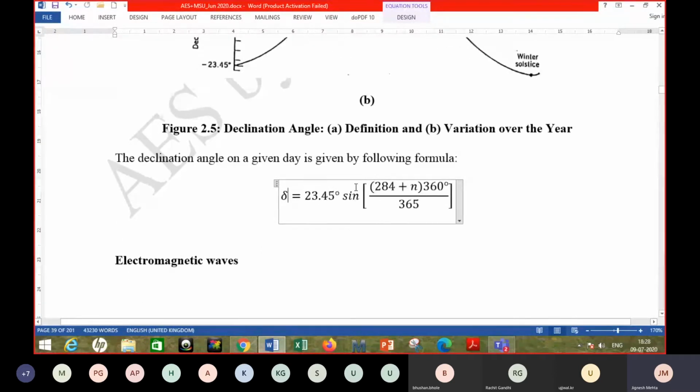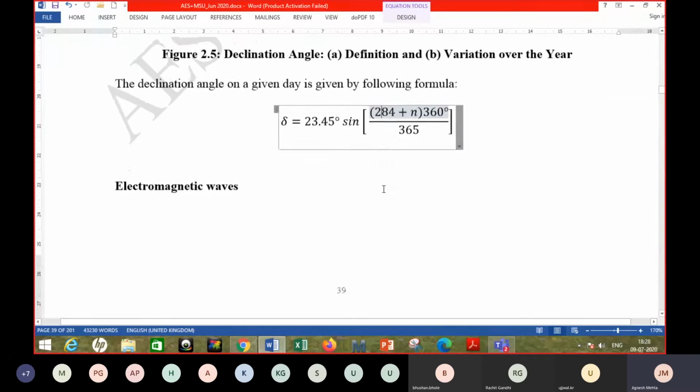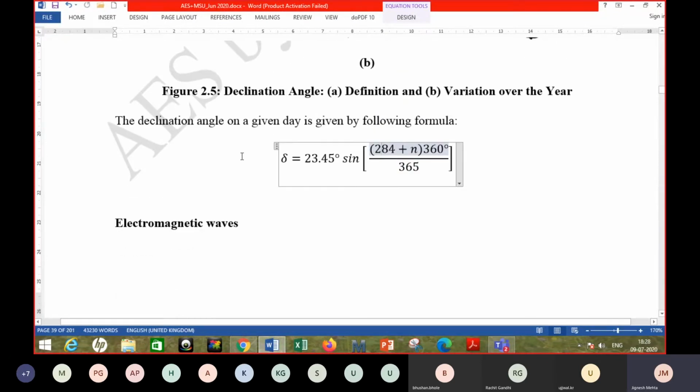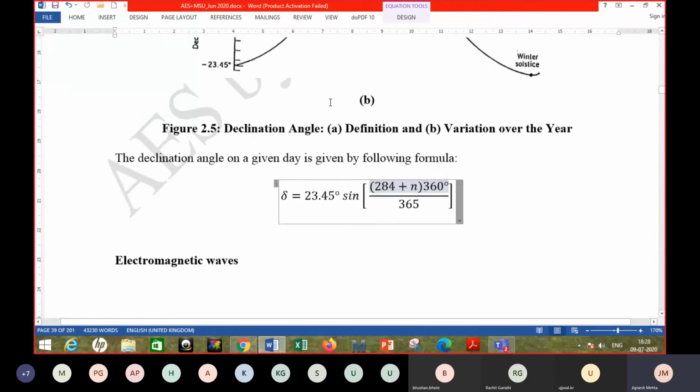So here also you need to remember, I think this 23.45 degrees should be registered in your mind now, and this 284 is the number to be remembered. Right? Still, if you feel you can't remember such numbers, I may give you the formula when it is to be used. Okay, so this is about the declination angle, which is one of the important angles.